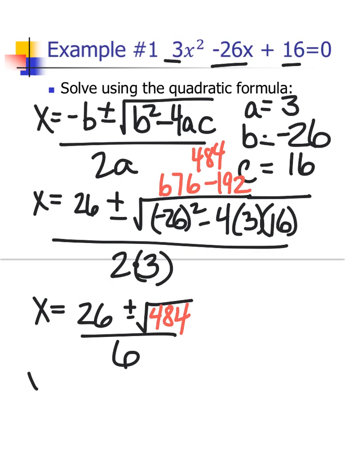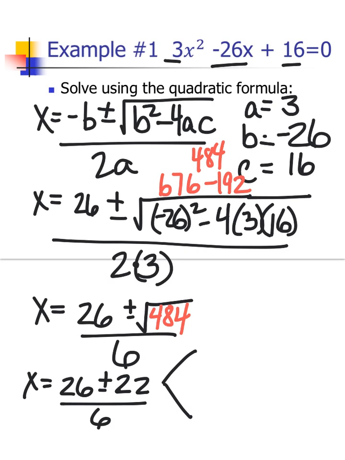Then continue. X equals 26 plus or minus the square root of 484, which is 22, all divided by 6. And this is where you get to the part because of the plus minus and because the value of the discriminant is a positive number, you have 2 answers. So it's time to split it up.